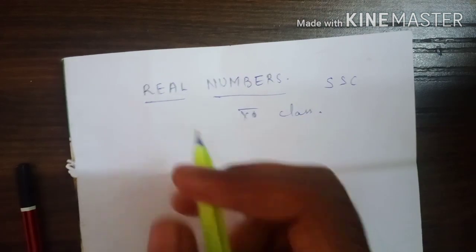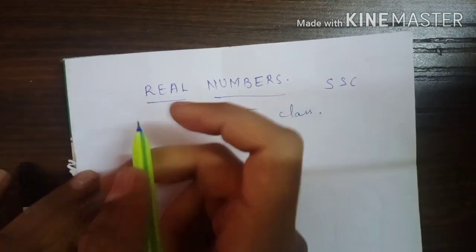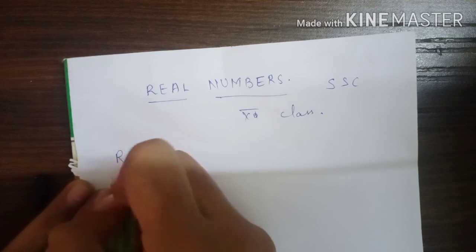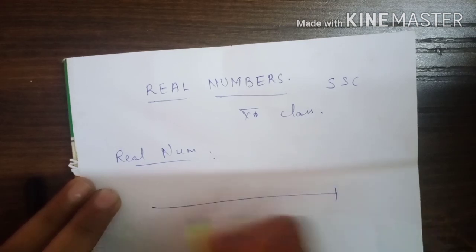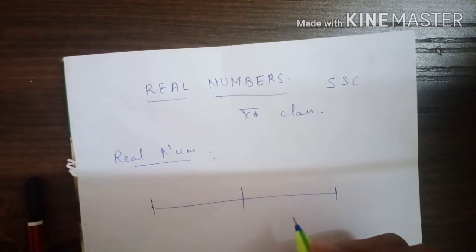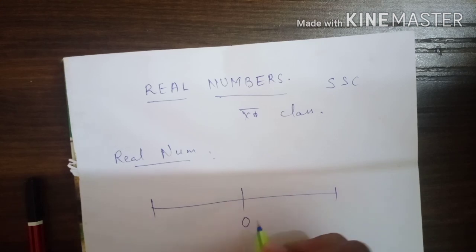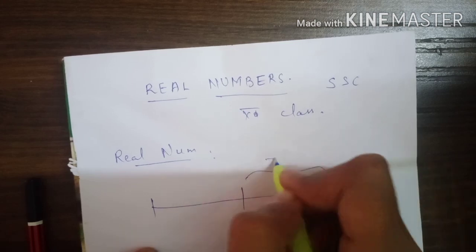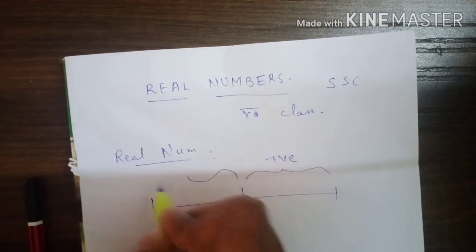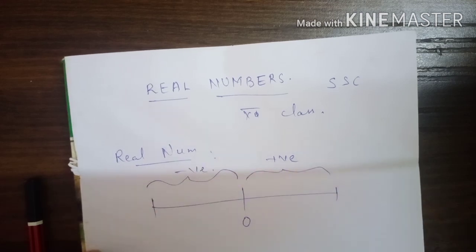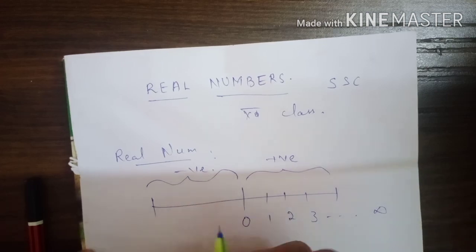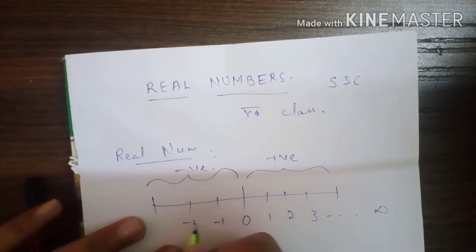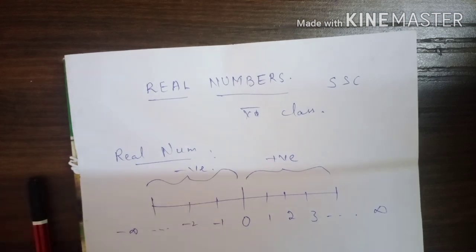So first, before starting real numbers, I would like to introduce real numbers to you. What do they actually mean? Any number which could be plotted on a number line could be treated as a real number. The number line consists of positive integers, negative integers and a 0. 0 is in the middle of the line, with positive on the right side and negative on the left side. The positive numbers could be 1, 2, 3, and so on to infinity. Negative would be on the left side, that is -1, -2, and so on to minus infinity.